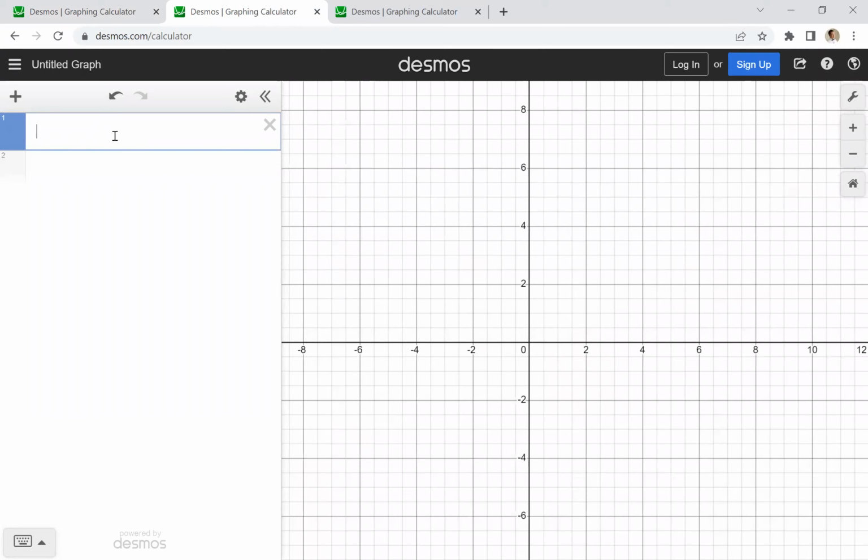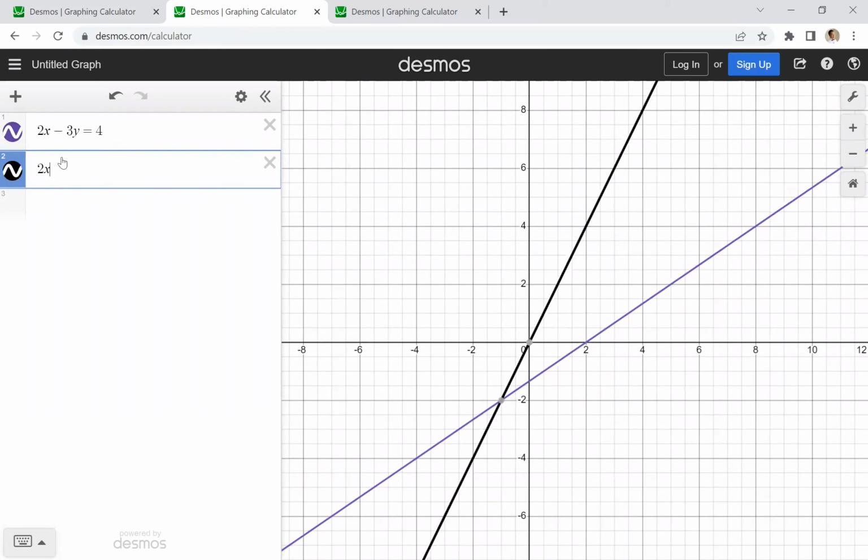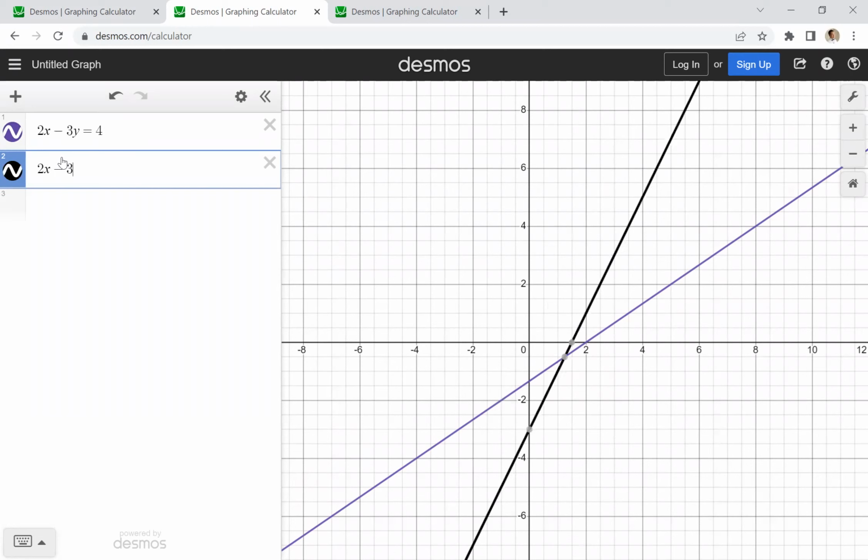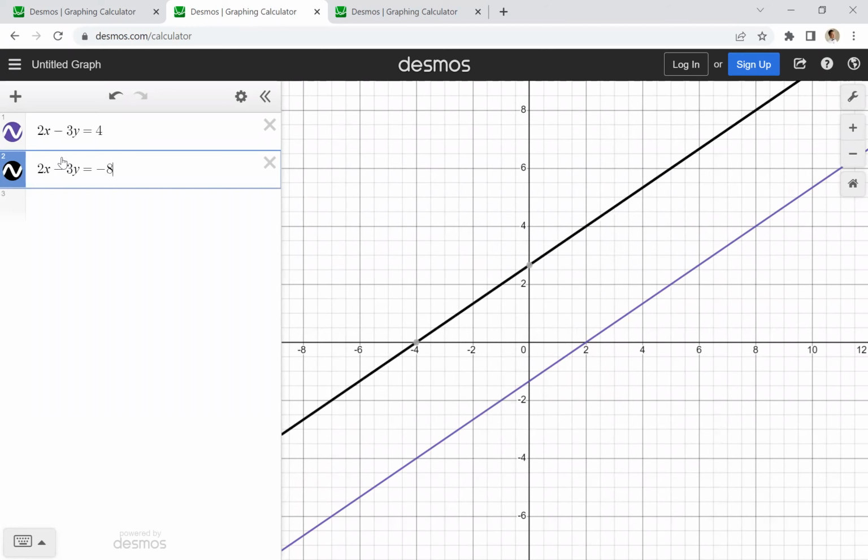Second system, 2x minus 3y equals 4, 2x minus 3y equals -8. Oh, these lines are parallel to each other. There is no intersection, thus there is no solution.